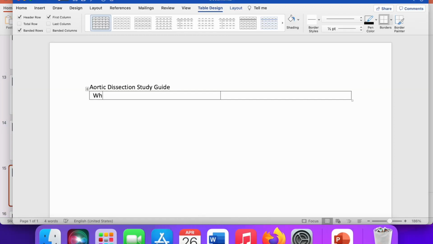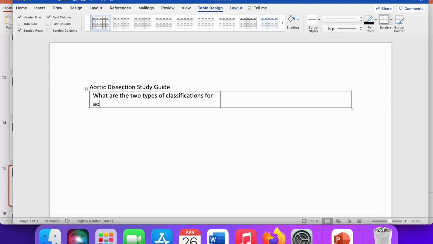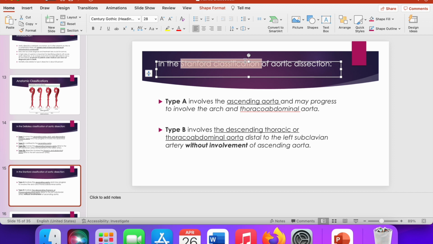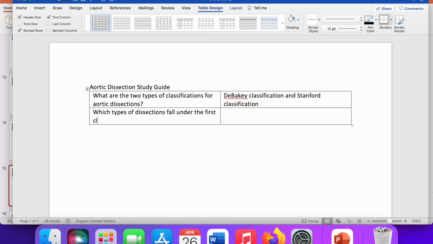So there's two different classifications of aortic dissection. I'm just going to start making questions. What are the two types of classifications of aortic dissections? That's the first one, as shown in the PowerPoint. And the second one is the Stanford classification. So I'll put it there. I'm literally just going to go through and start making questions for every piece of information that's on this PowerPoint. Does this take a little while? Yes, it does. But I promise you, the end goal is a very effective one.